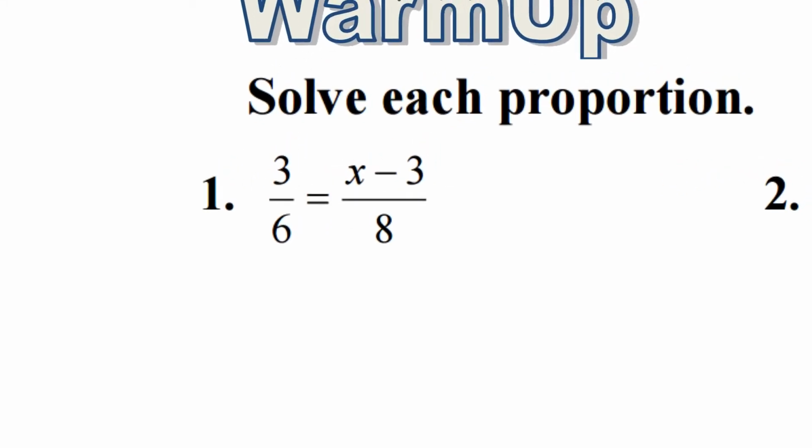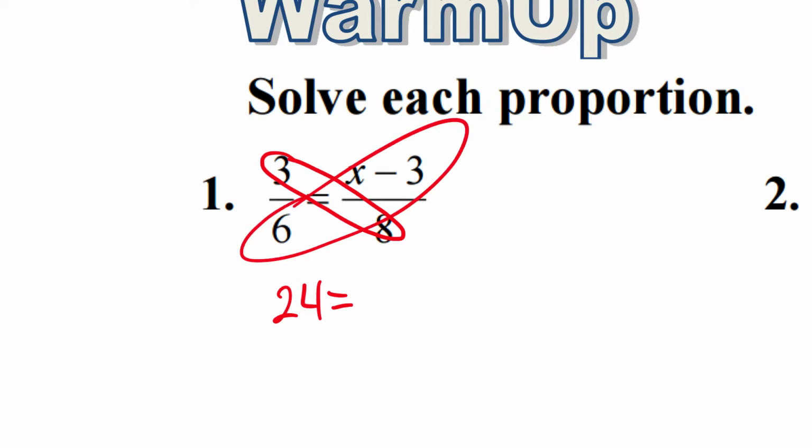So on number 1, cross multiplying, 3 times 8 is what? 24. Then we multiply this way. We've got to be careful because 6 times x minus 3 is 6x minus 18. Okay, good. Because you got to multiply 6 times x and 6 times negative 3.